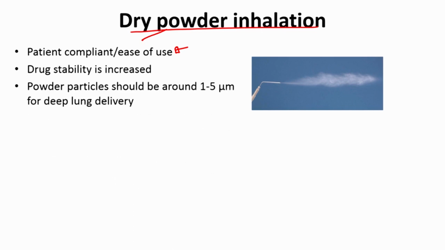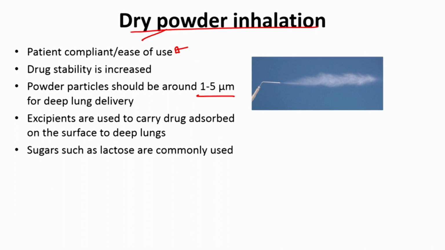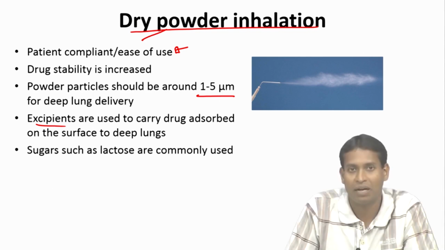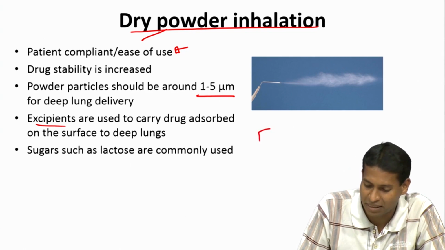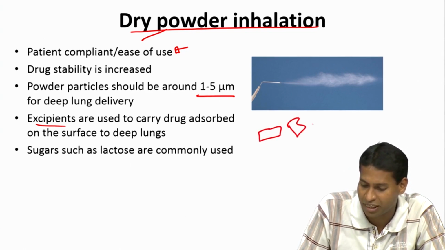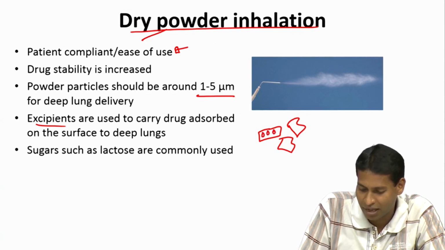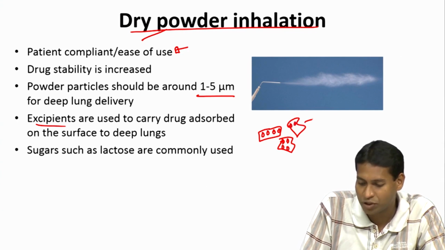And then in this case, if you are trying to deliver particles, then the powder particles should be around 1 to 5 micron for deep lung delivery. And then typically some excipients are also added, so that you can add your drug onto these excipients. When I say excipient, these are nothing but small irregular shaped particles on which you can then adsorb your drug, and these particles could be made out of sugars.